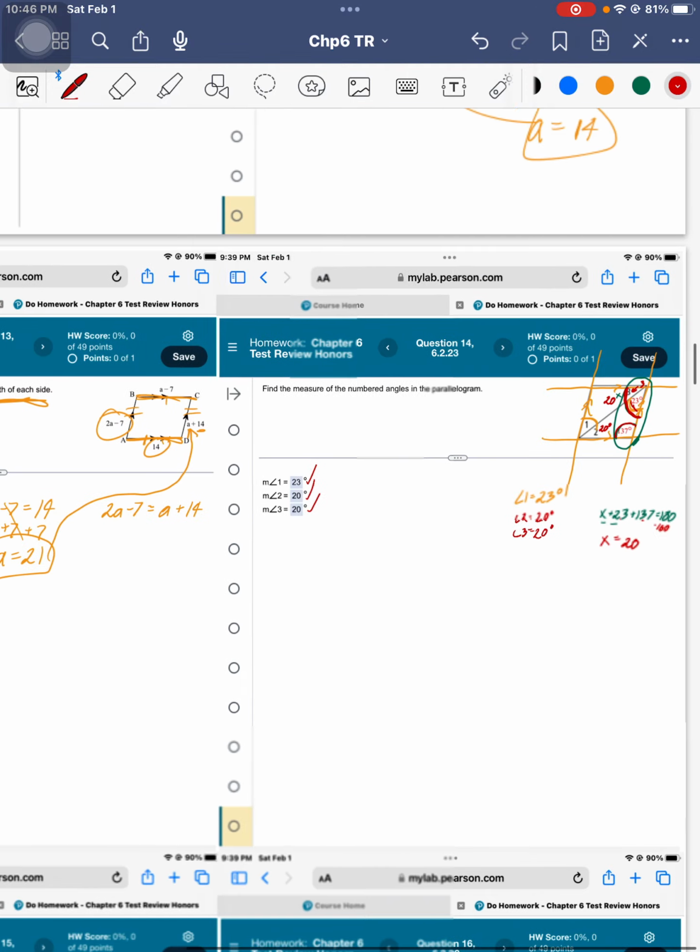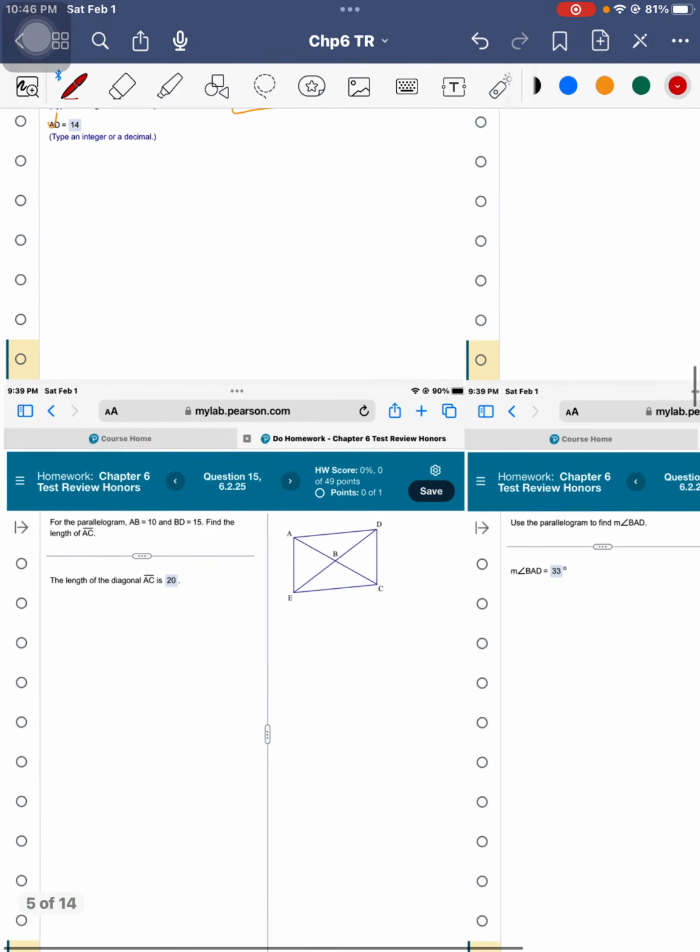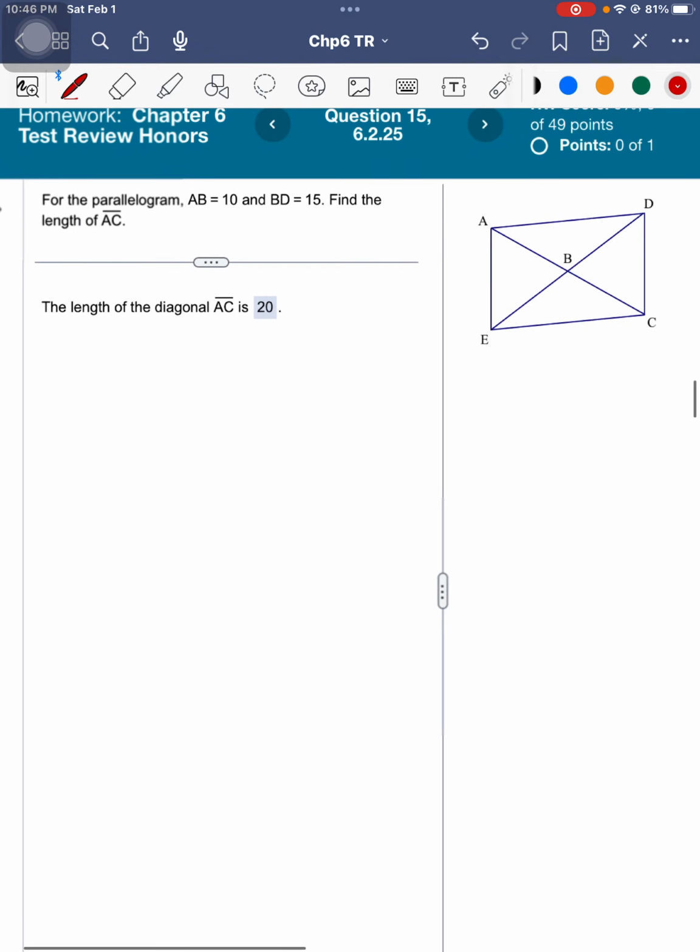23, 20, 20. Perfect. Okay, so let's move on. For the parallelogram, AB is equal to 10. So this right here is equal to 10, and BD is equal to 15. Find the length of AC. Well, AC is this whole thing.